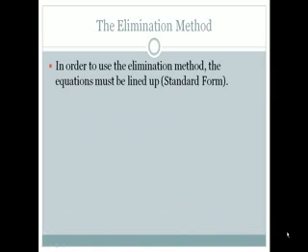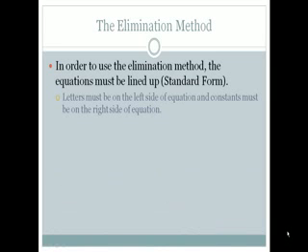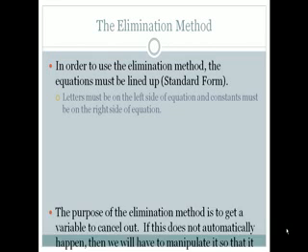We have already learned about standard form this semester. Standard form means that the letters must be on the left side of the equation and that the constants must be on the right-hand side of the equation. You guys are already familiar with that. If your equations are not in standard form, then you know how to manipulate them and put them into this specific form.